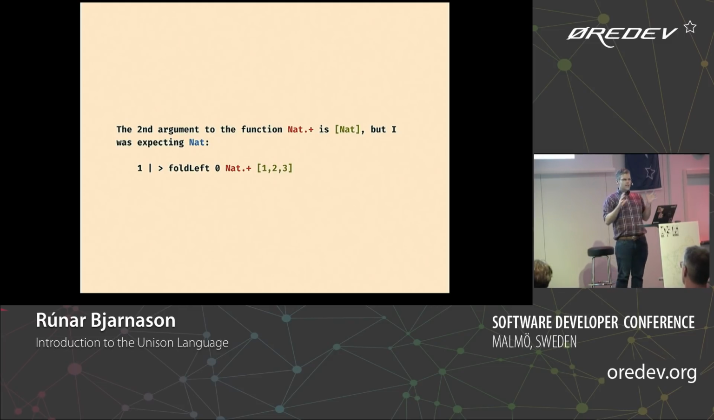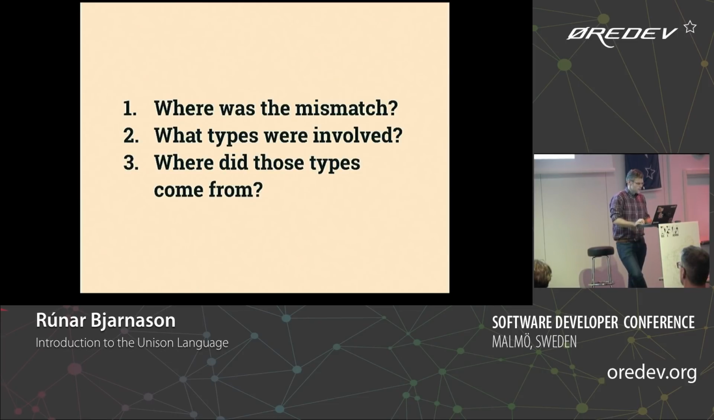So it's still not telling you like, oh, you forgot the parens around the plus, but it gives you a better hint at what's happening. So I think we can improve this error, but it's pretty good. In general, I think we want to tell the user where the mismatch was, which types were involved, and then where those types came from. Why did Unison think that those types were involved in the first place?